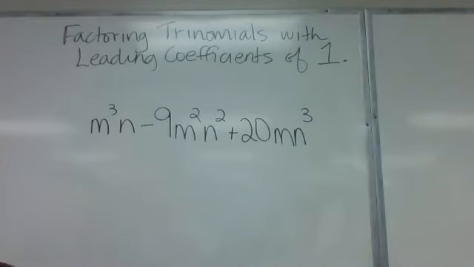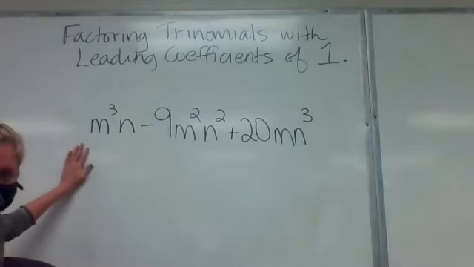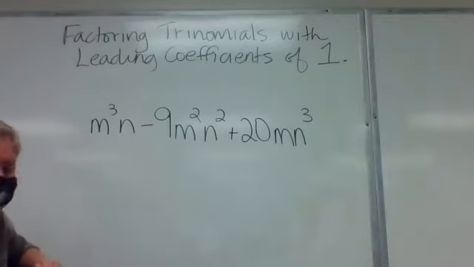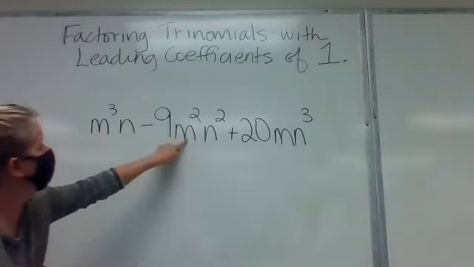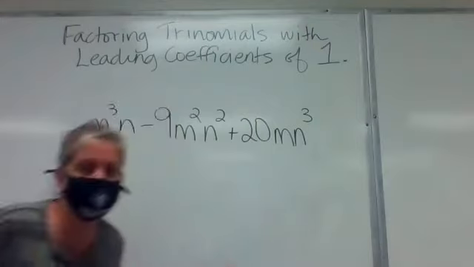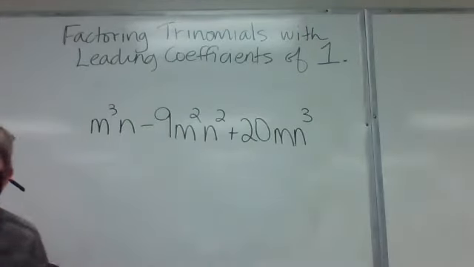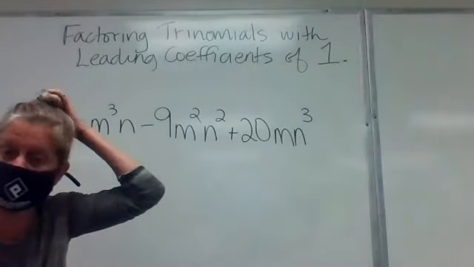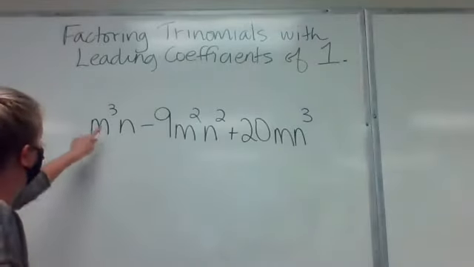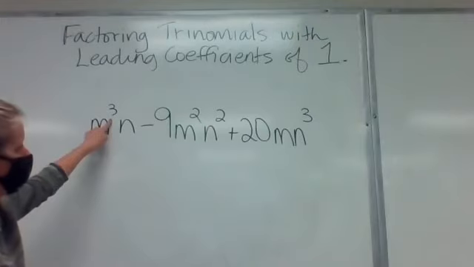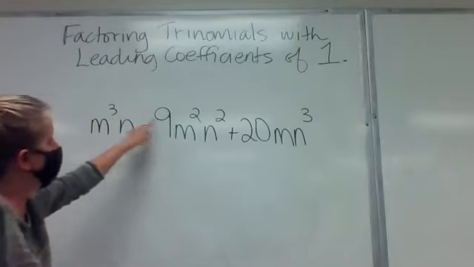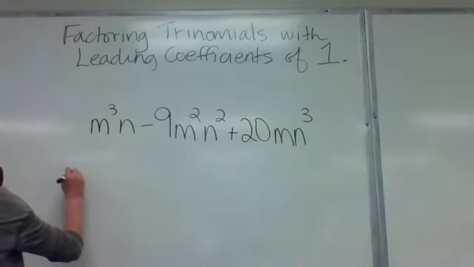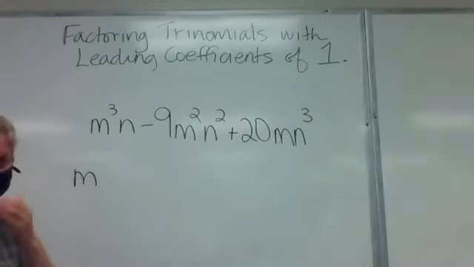There's not going to be any number in common because this one just has a 1. So let's see. Do they all have M? There's an M. There's an M. And there's an M. So all the terms do have M's, which means they've got at least some kind of M in common. What's the smallest exponent for the M's? M3, M2, M1, which means all I can pull out is M1, so just M.